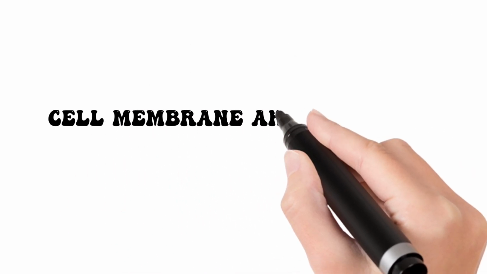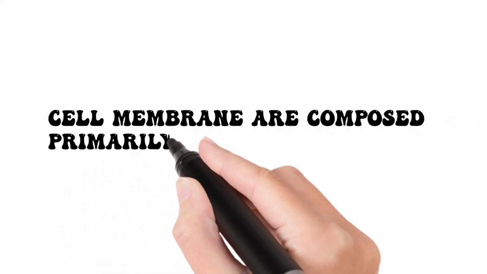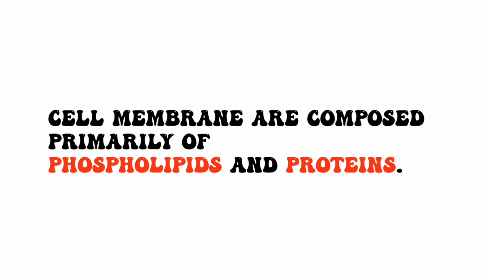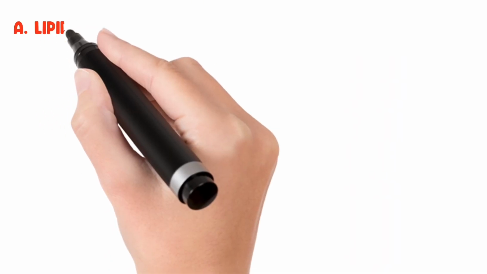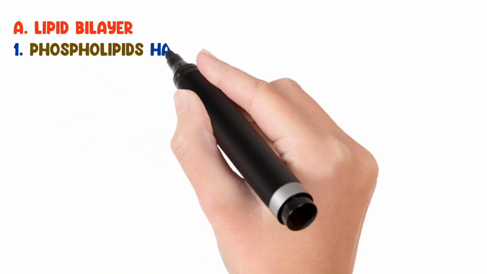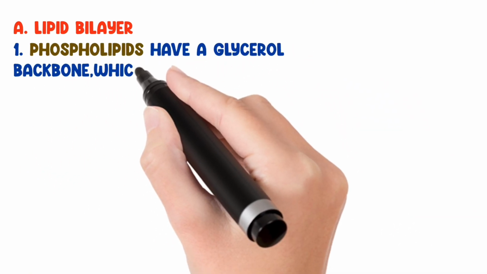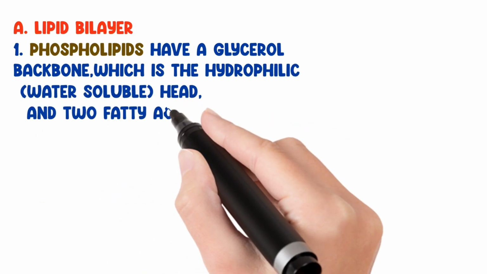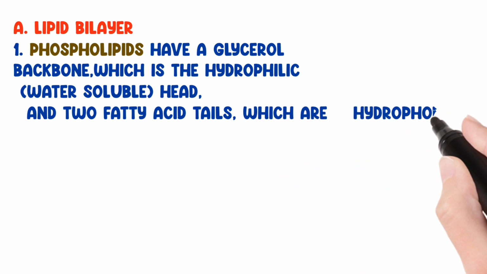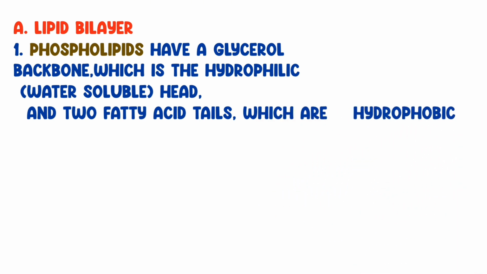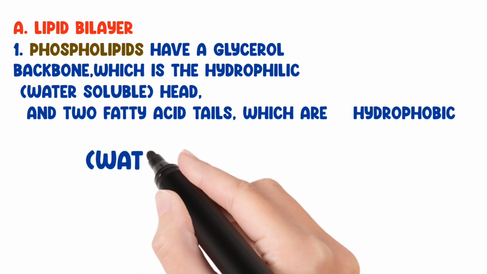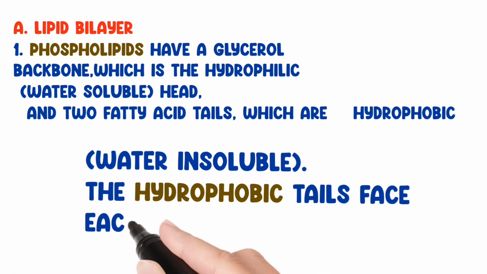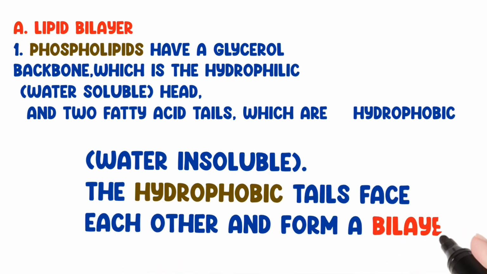The cell membrane is composed primarily of phospholipids and proteins. Let me teach the phospholipid in 3 steps. Phospholipid means lipid bilayer. Number 1 point is that the phospholipid has a glycerol backbone, which is the hydrophilic head. Hydrophilic means water soluble head, and 2 fatty acid tails, which are hydrophobic. You guys know what hydrophobic means. Hydrophobic means water insoluble. And these hydrophobic tails face each other and form a bilayer.